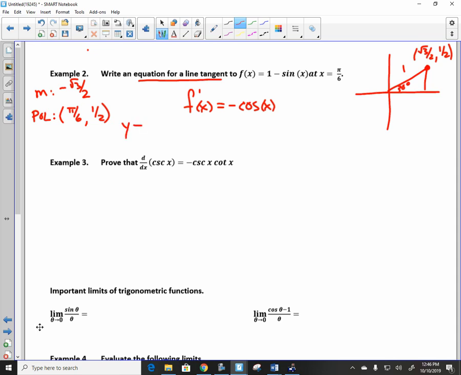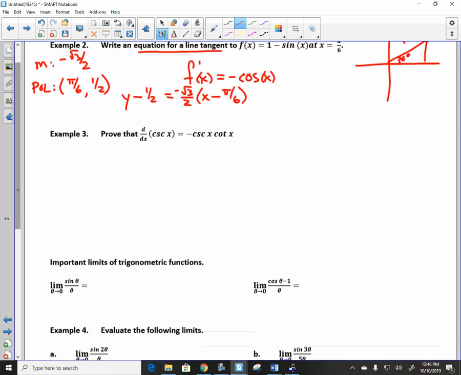Y minus y1 is equal to m, negative root of 3 over 2, times x minus x1. On the AP exam, you can leave the line in that form. In this class, you do have to write it in the slope-intercept form as best as you can. We'll show how that works here. Y minus 1/2 is equal to negative root of 3 over 2x plus pi roots of 3 over what? Pi roots of 3 over 12.